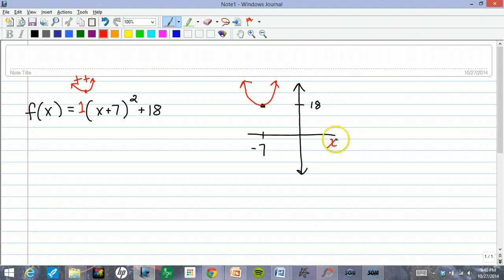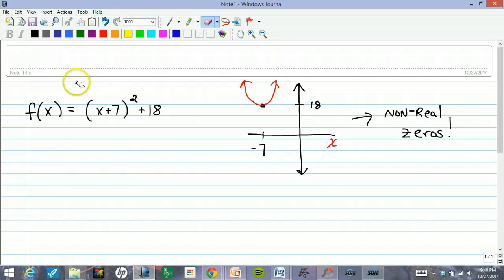Even sketching this tells me something. Tells me it doesn't have any x-intercepts. Therefore, this has non-real zeros. Automatically, right from the graph, I know this has non-real zeros because this parabola never crosses the x-axis. Interesting. So let's do it algebraically. What should happen algebraically if you have non-real zeros? Well, our zeros should be non-real.